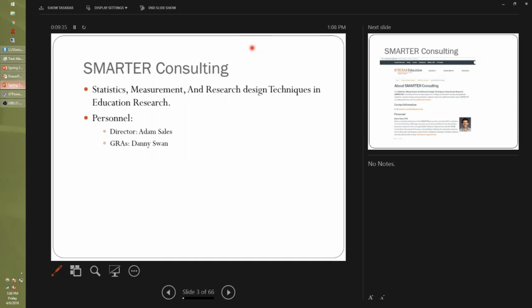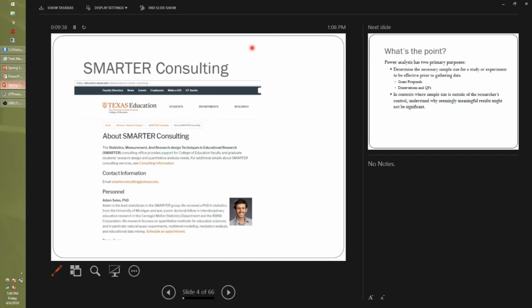Adam does consulting usually with staff or faculty who want to do a grant proposal, and then you do power analysis and describe their design and their analysis model really well. So he will help with that and then usually write himself into the grant for some money to pay for his position. I, on the other hand, do consulting with students, specifically students in the College of Education.